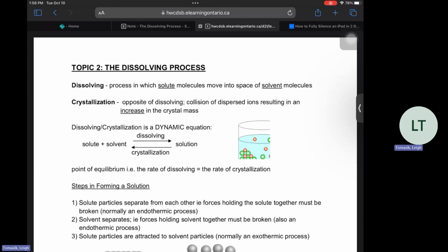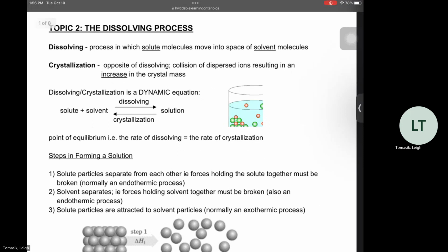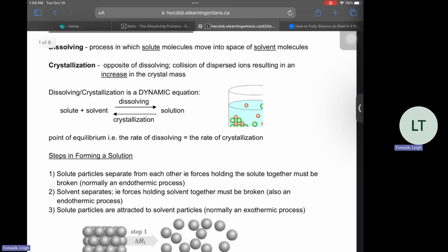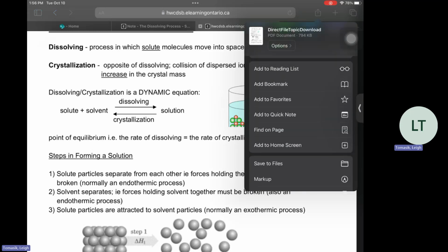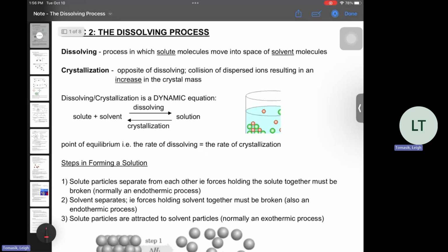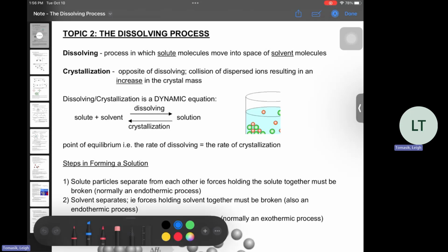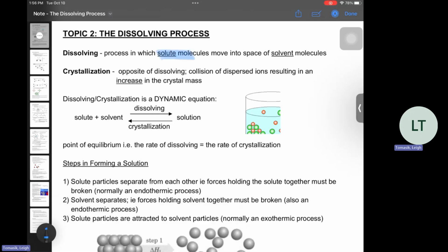Okay, so today we're going to look at how things dissolve. So what's going on when things dissolve? When you add sugar to your tea in the morning, or when you add salt to your water when you're making pasta, what is happening? It is a process where the solute molecules move into the spaces of the solvent molecules.